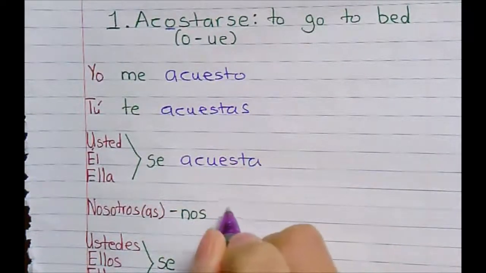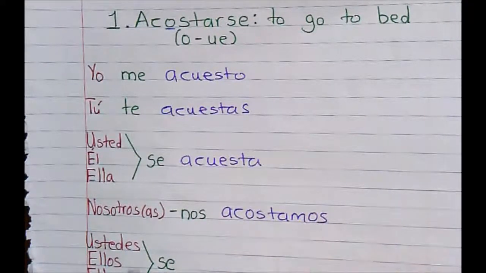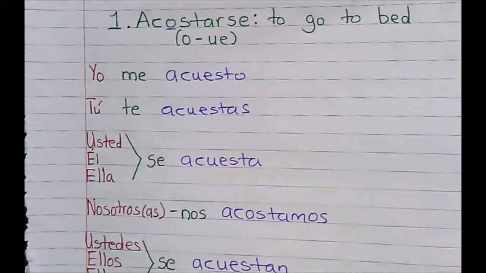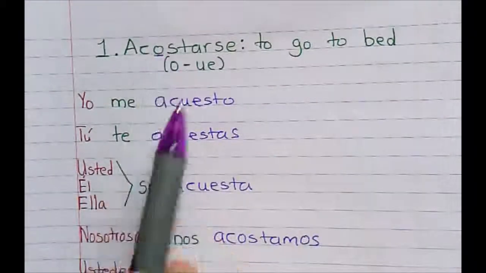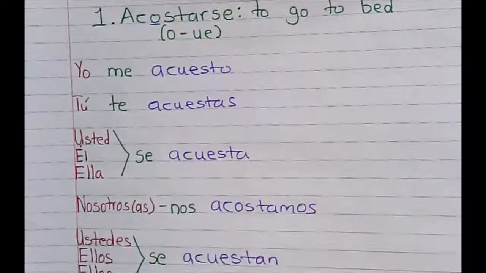Nosotros nos acostamos. Ustedes, ellos, ellas se acuestan. Okay? So there we have it. We have conjugated. So notice my O of acostarse went to UE on everything except for nosotros.